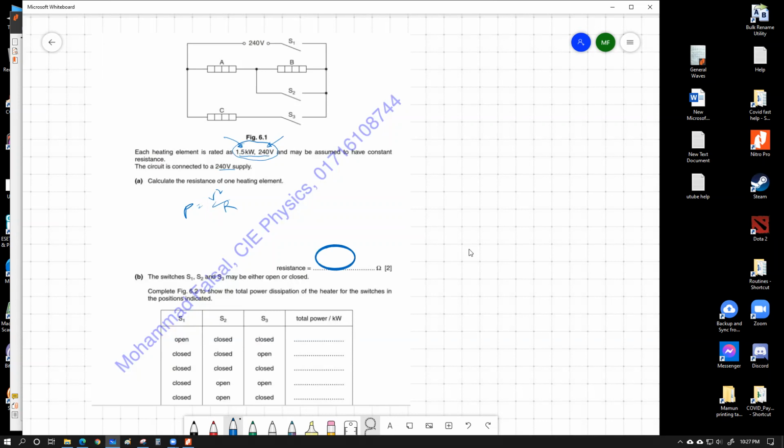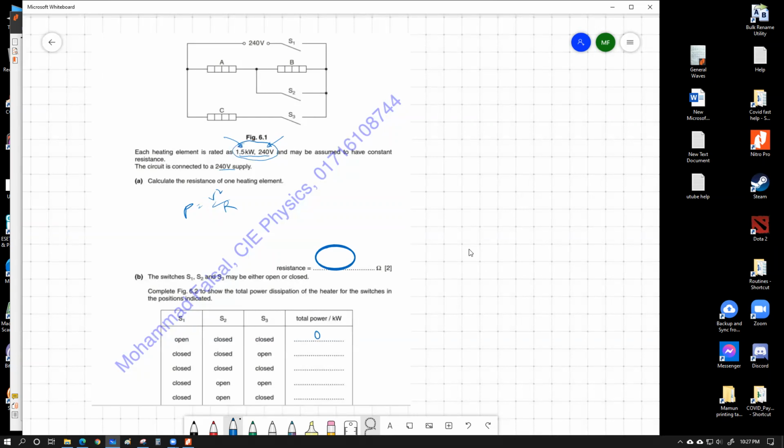Then comes this interesting question. The switches S1, S2, and S3 may be either open or closed. Complete the figure to show the total power distribution of the heater for the switches in the positions indicated. Let's have a look. The first position says open, closed, closed. So if S1 is open, no matter what happens within this circuit, the output power of the total power distribution of the heater would be 0. So you get this one mark. Then it says closed, closed, open.